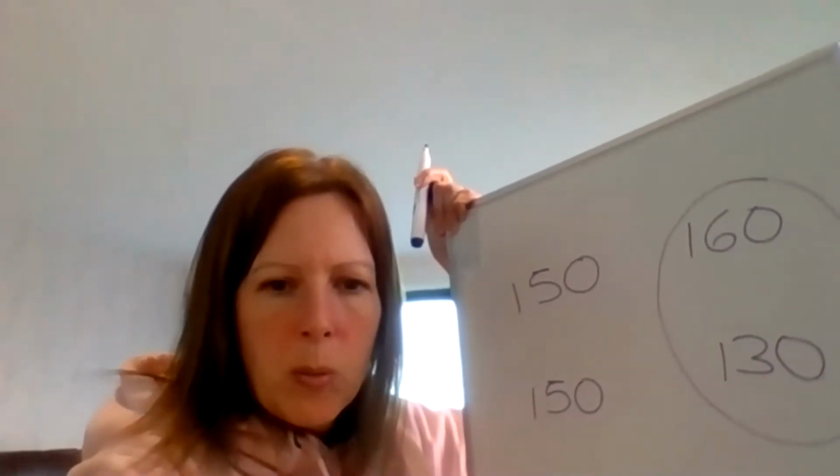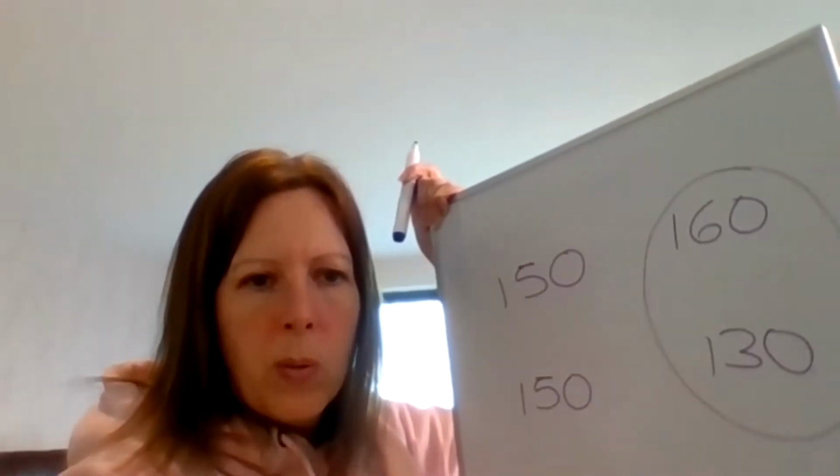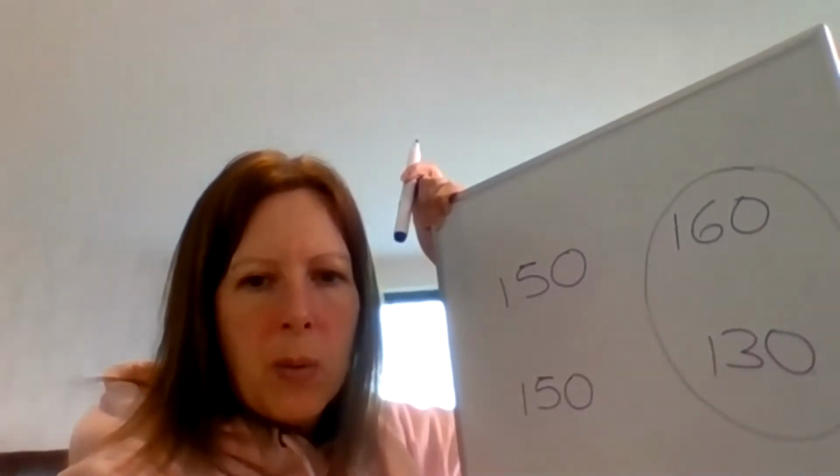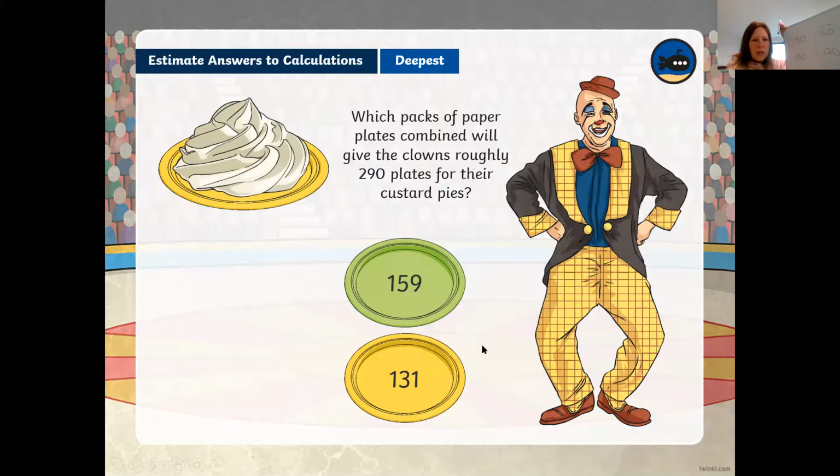Let's go back to our PowerPoint and see which colour plates we thought that was. That's going to be our green and our yellow plates. That gives us roughly 290. So let's see, there we are. We were right, our green and our yellow plates there.